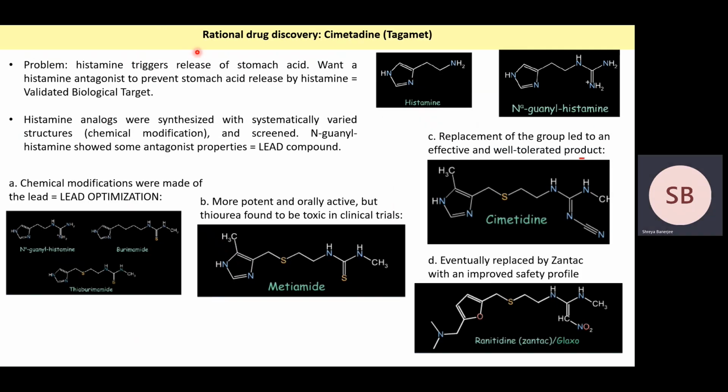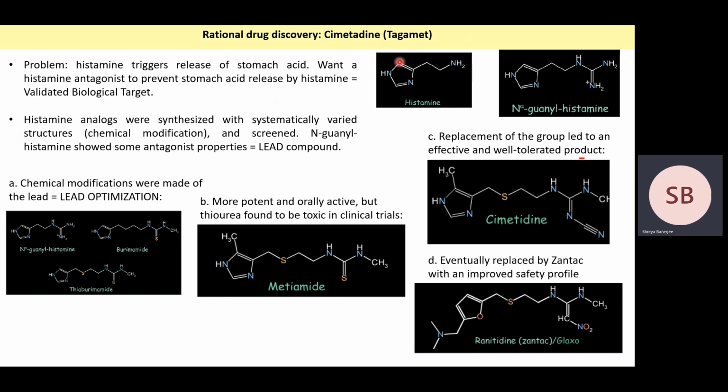So now we will see a case study of rational drug discovery, which is cimetidine or Tagamet. So the problem was that histamine triggers release of stomach acid. This is the structure of histamine. So a histamine antagonist is required to prevent the stomach acid release by histamine. So that is the biological target.